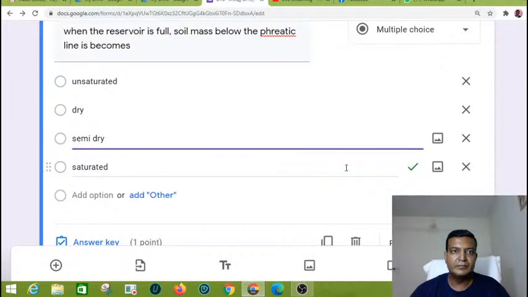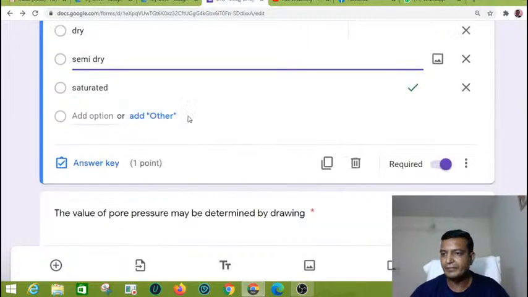Here you can see the answer is saturated.